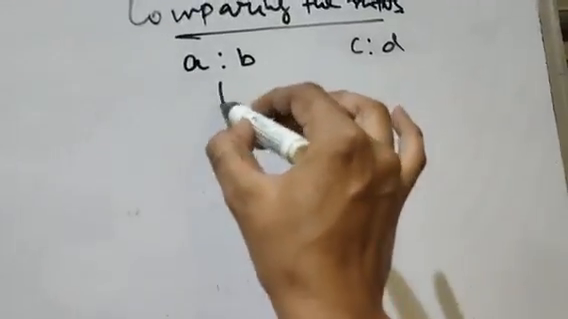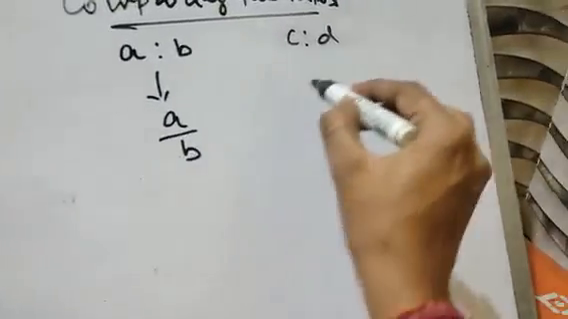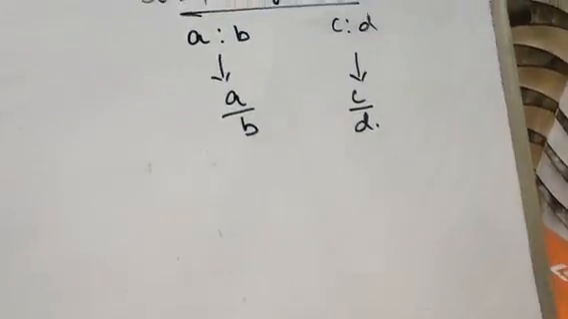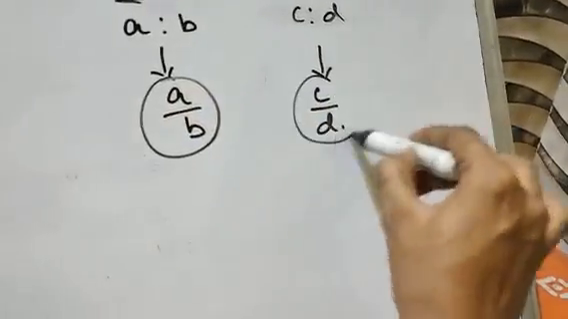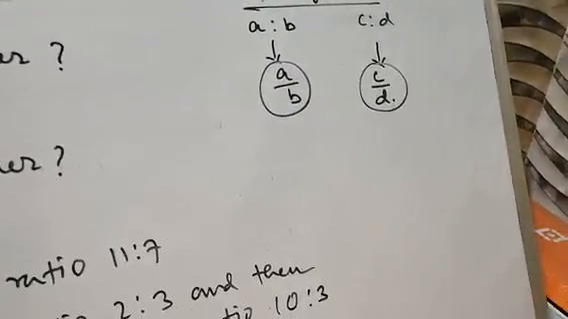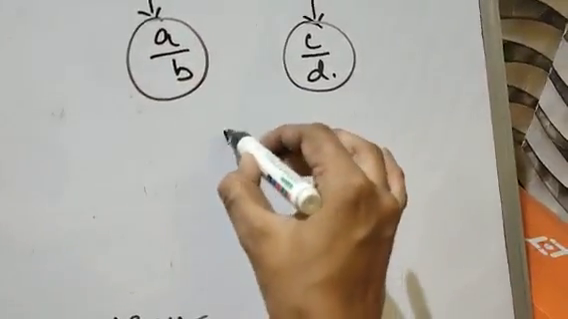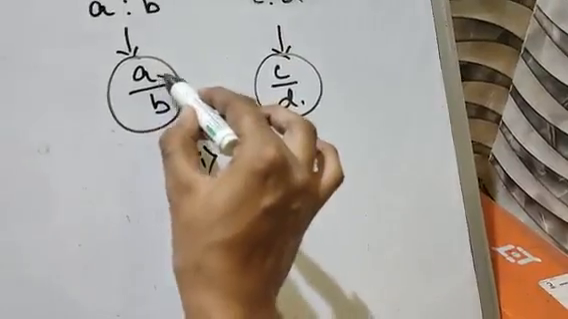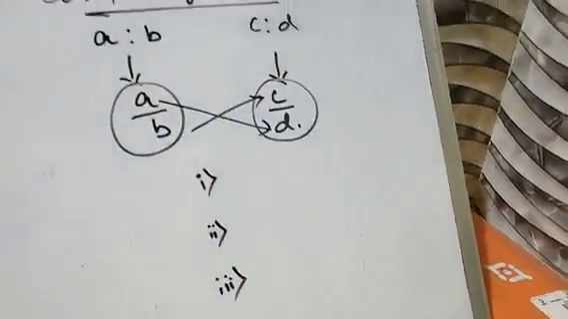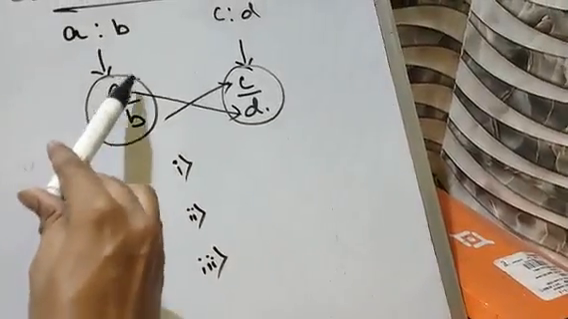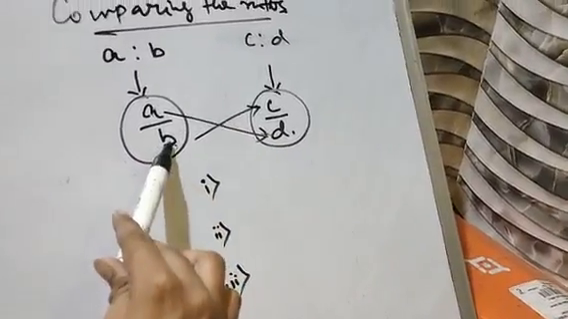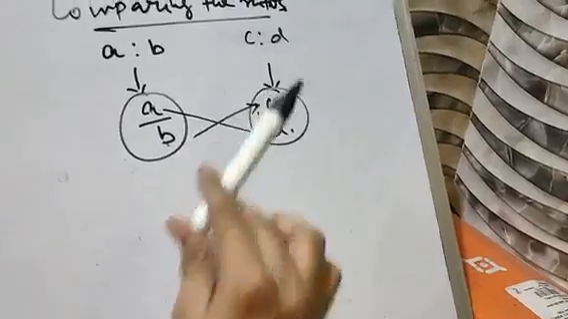So A is to B can be written as A by B, and C is to D can be written as C by D. So we have one fraction A by B and another fraction C by D, two different fractions. In this case total 3 cases will arise. First case, just cross multiply this. Numerator and denominator will multiply. This is the denominator, this is the numerator. So denominator and numerator will multiply.